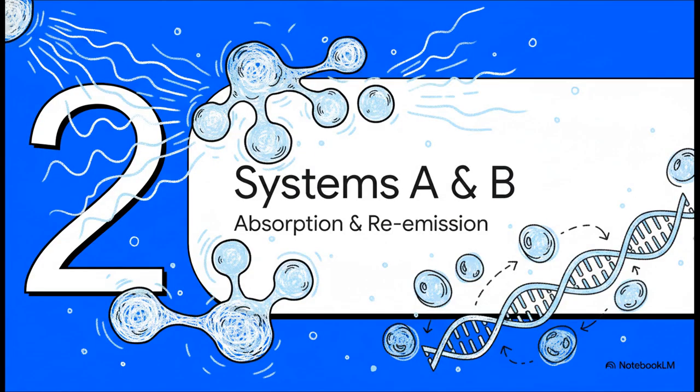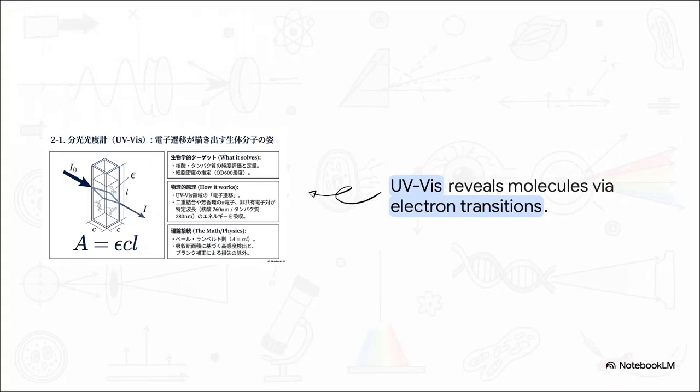Moving right along to Section 2, Systems A and B, Absorption and Re-emission. These first 2 systems are all about the direct action and reaction between light energy and your molecules. In System A, we focus on absorption. Take the classic UV-Vis spectrophotometer. It uses electron transitions to measure the concentration and purity of DNA or proteins based on the specific colors of light they absorb. Think of your molecules like highly picky toll booths. They will only absorb light particles, photons, that have the exact precise amount of energy needed to make their electrons leap to a higher state. By measuring what light doesn't make it through the sample, we use the Beer-Lambert law to calculate exactly how much of that molecule is floating around in there.